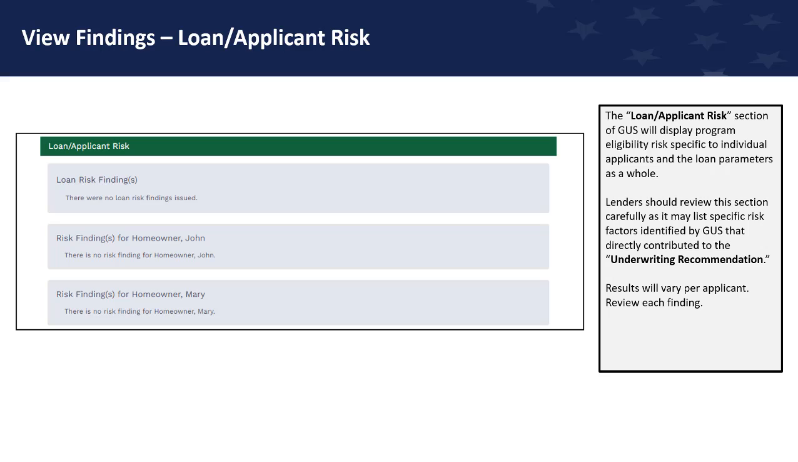Review each finding. The first text box in this section includes the loan risk findings, if any, returned from Rural Development. If no findings were issued, the system populates "There were no loan risk findings issued." Subsequent text boxes in this section include borrower risk findings, if any, returned from Rural Development. If no findings were issued, the system populates "There is no risk finding for the borrower's name." These borrowers are listed in the order they are entered on the borrower page.